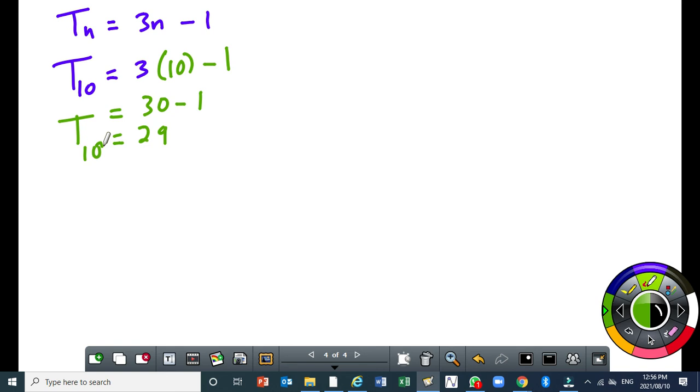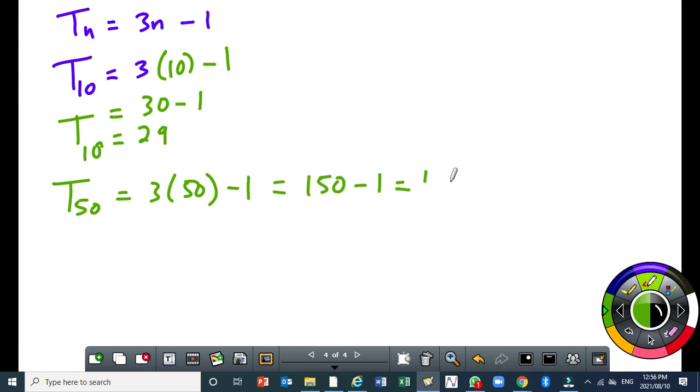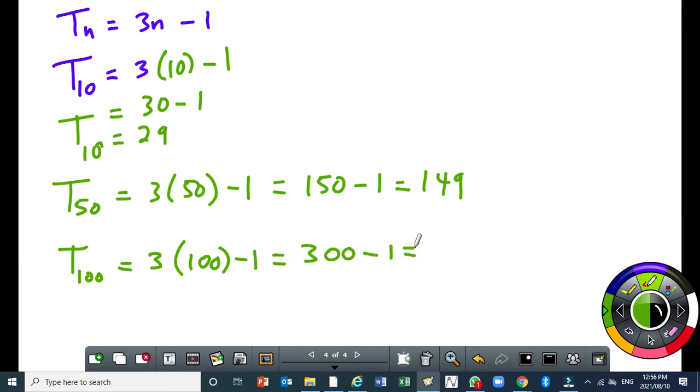Then I need to calculate T50. T50 is going to be 3 times 50 minus 1. This is equal to 150 minus 1, which is 149. Then T100 is going to be equal to 3 times 100 minus 1, and that will give me 300 minus 1 equal to 299. So I'm done. Right, so it's very simple.